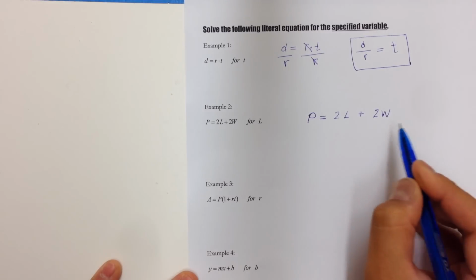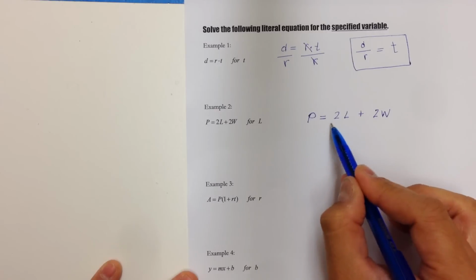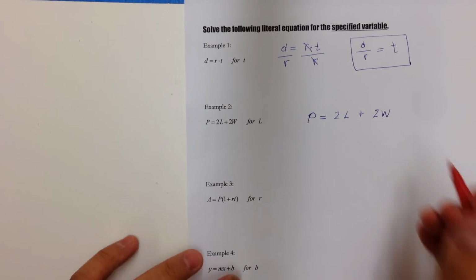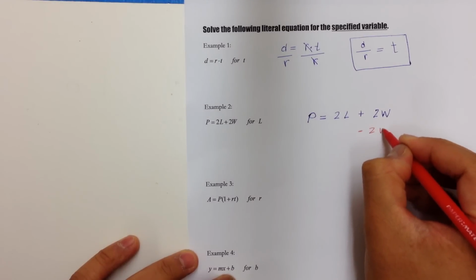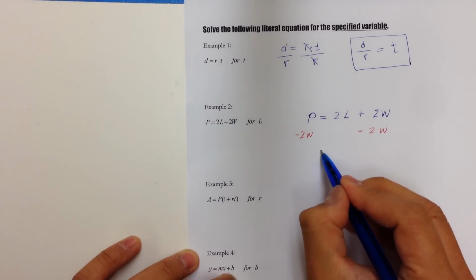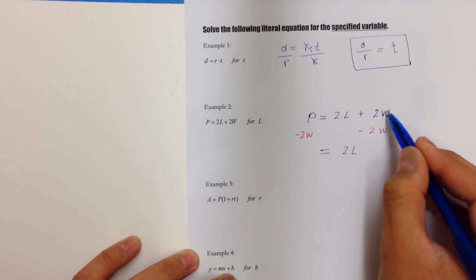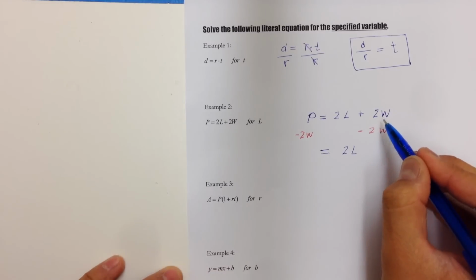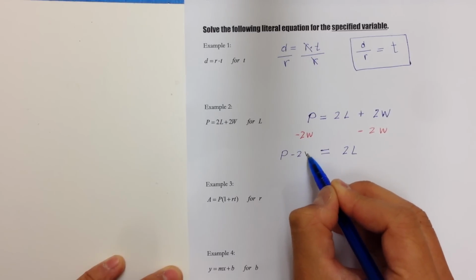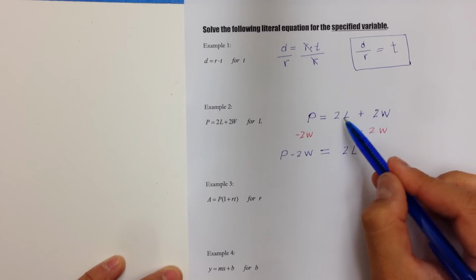The first thing I want to do is remove this plus 2w from the right side. In order to do that, all you have to do is subtract 2w from both sides. So I'm going to go minus 2w, minus 2w. And let's go ahead and simplify this first. On the right side, we have 2L that's left because these two will cancel out. On the left side, we're going to rewrite that as P minus 2W. And so we got rid of this 2W, which is on the same side as L.